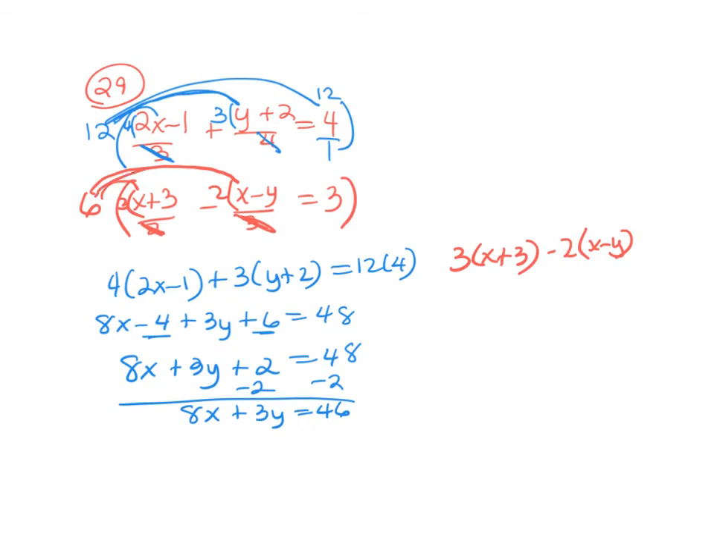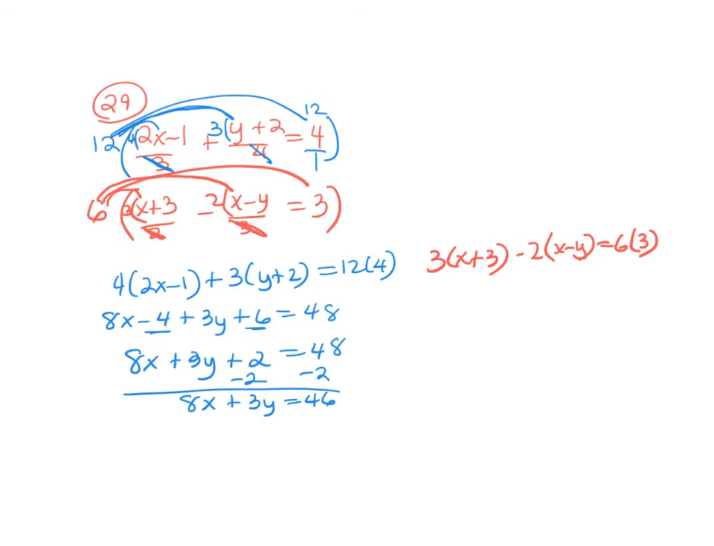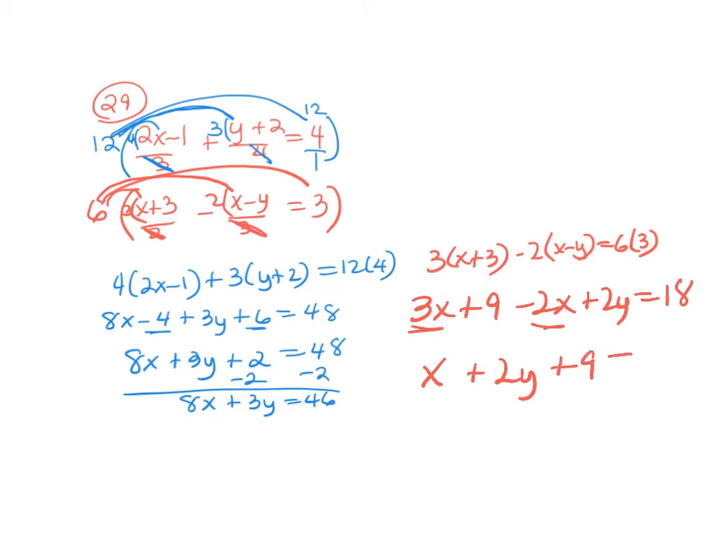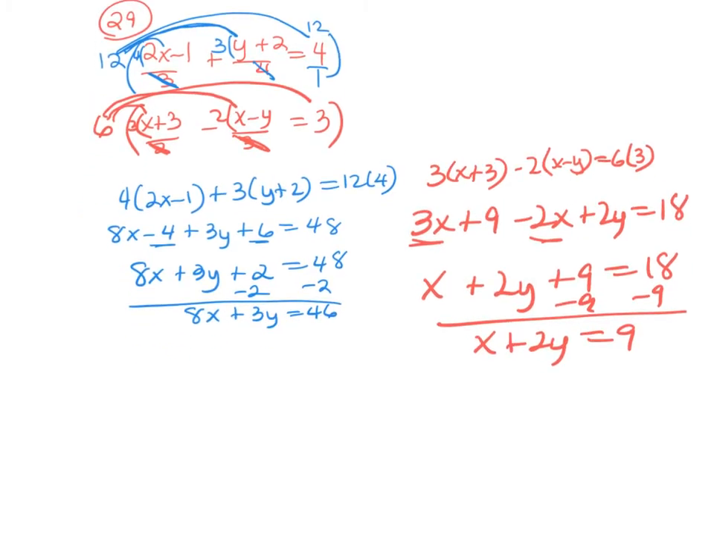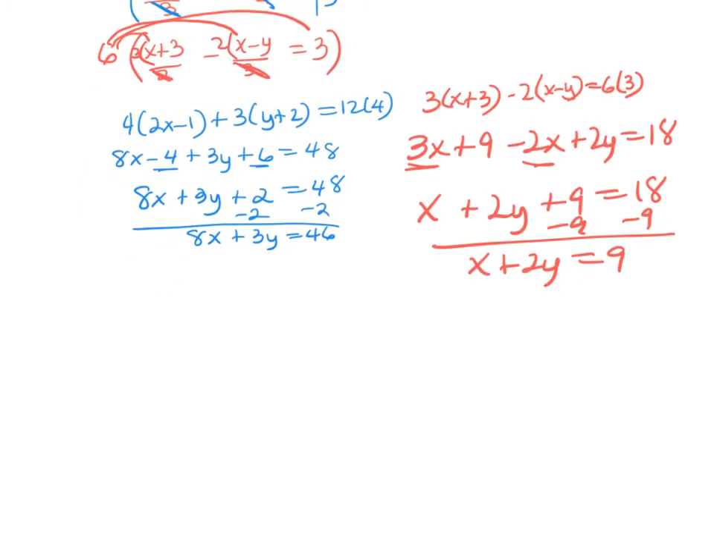And then nothing to simplify here, so the whole 6 gets multiplied. Let me distribute. 3x plus 9 minus 2x plus 2y equals 18. This time I can combine 3x and minus 2x, so x plus 2y plus 9 equals 18. Move the 9. Now it's in standard form. Now I have two equations with two unknowns.